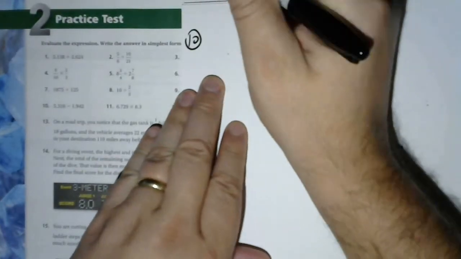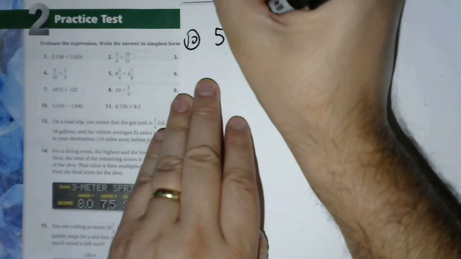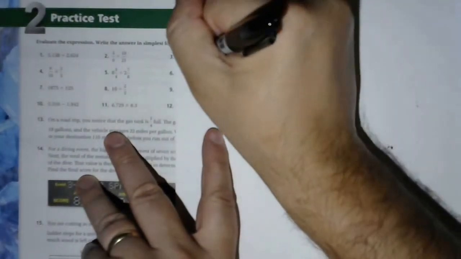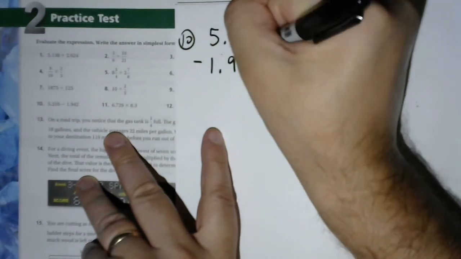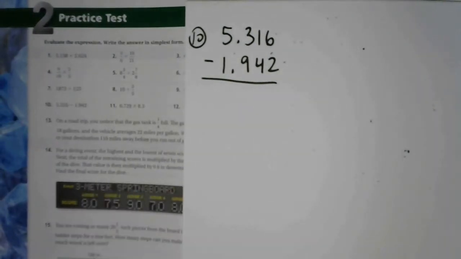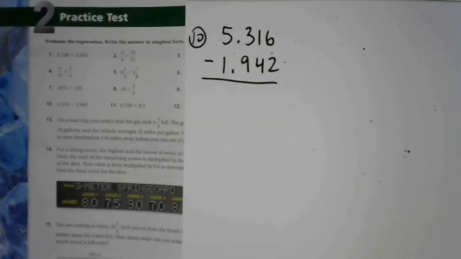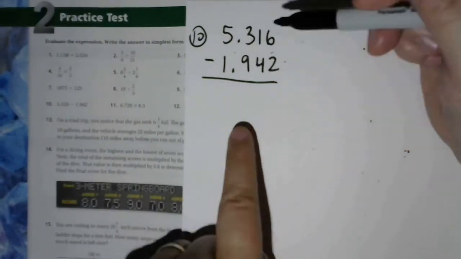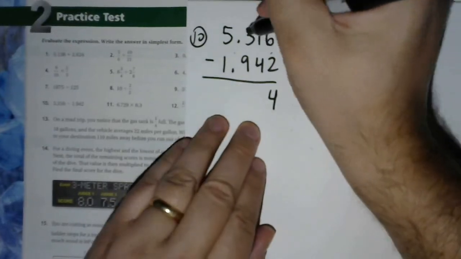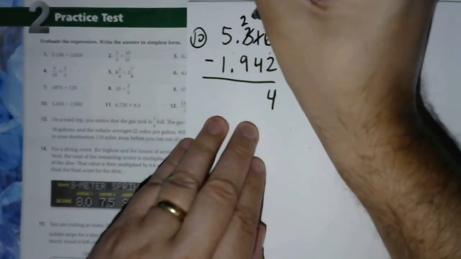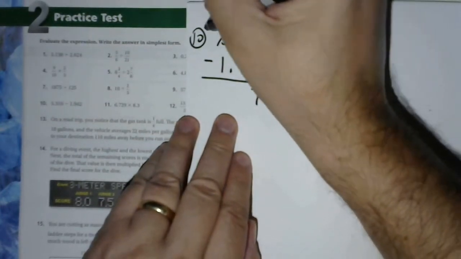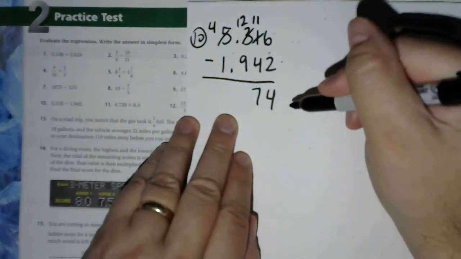Take a look at number 10. Number 10 says 5 and 316 thousandths minus 1 and 942. So look, all that work on the division problem, now we are rewarded with kind of an easy subtraction problem. Remember, subtraction, we line up our decimals, which they're already lined up, and we subtract. 6 minus 2 is 4. 1 minus 4 we can't do, we borrow. That becomes a 2. This becomes 11. 11 minus 4 gives me 7. 2 minus 9 I can't do, I must borrow from the 5. It becomes a 4. The 2 becomes a 12.